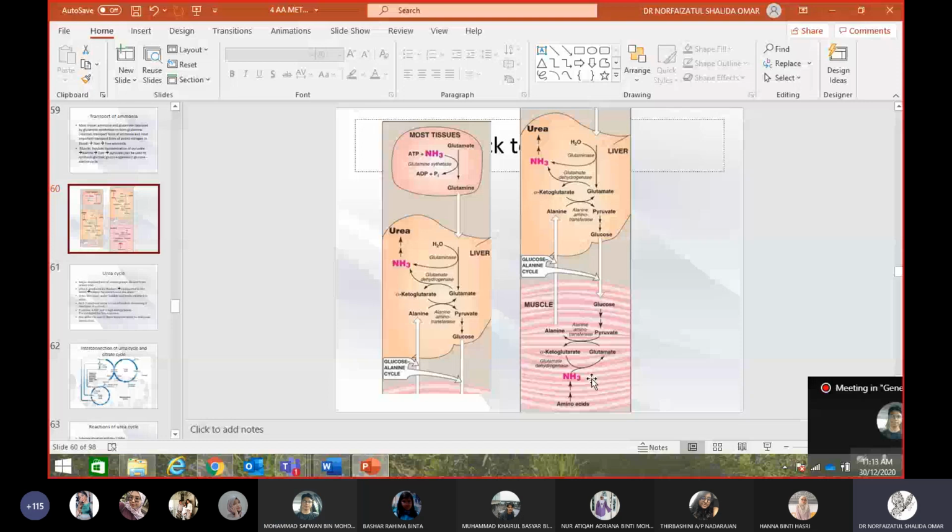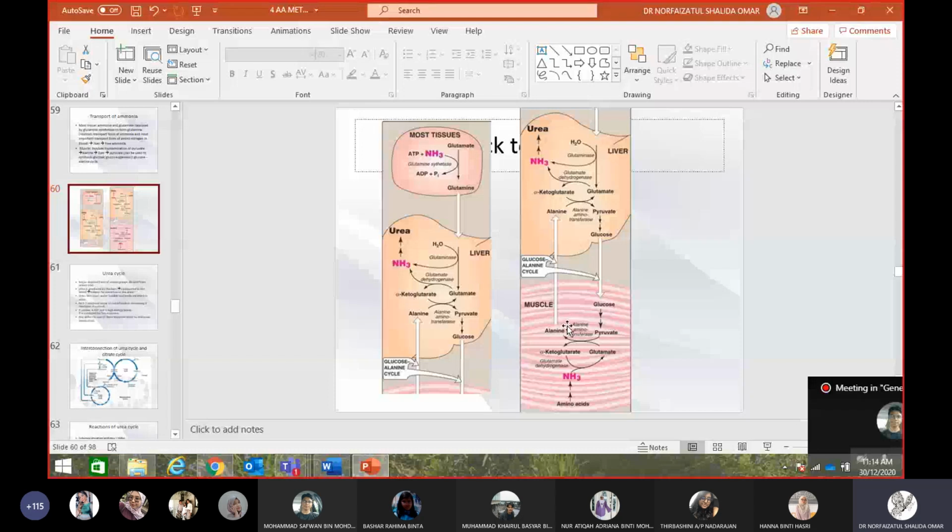Okay, I just repeat back. So in the muscle, all these amino acids break down to ammonia, NH3. Oxidative deamination converts it to glutamate, and then glutamate through transamination converts to alanine. So this alanine in the muscle transports all the ammonia.